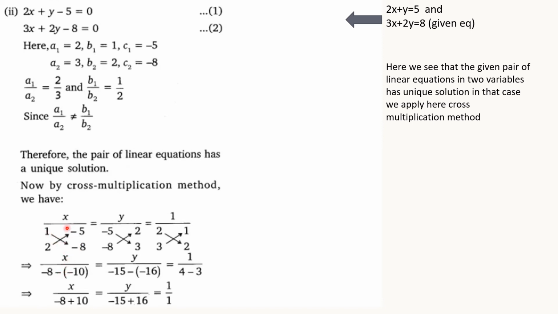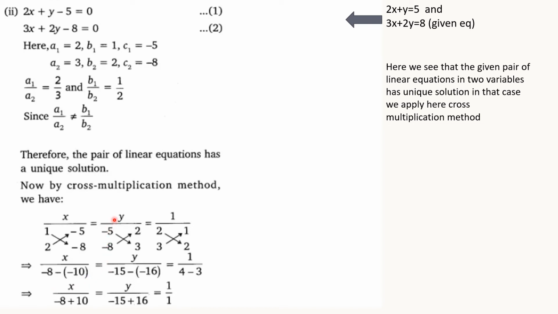So here in the expanded form you write 1 multiply minus 8, so you get minus 8. Then put the minus sign between them. Multiply 2 multiply minus 5, so bracket minus 10. So we solve this and we get minus 8 minus bracket minus 10.